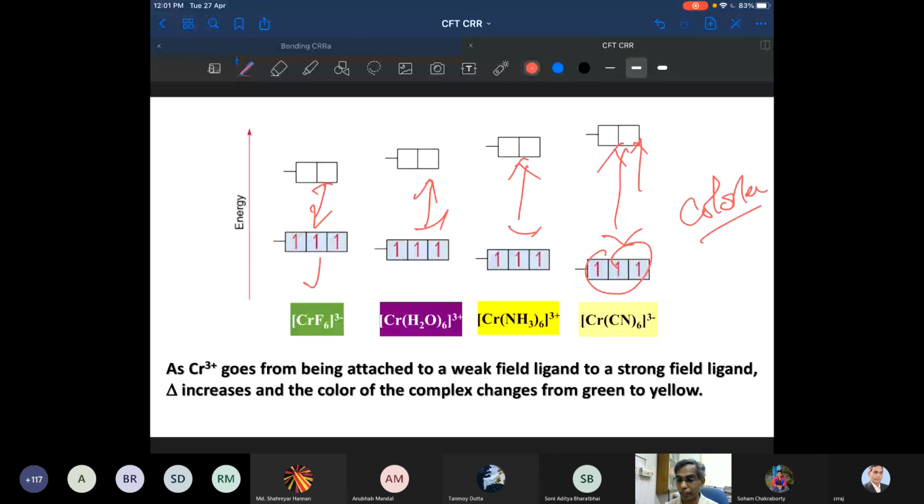Those who have any query, you can clarify. I'll give 5 minutes time. Sushmita's microphone is not working.